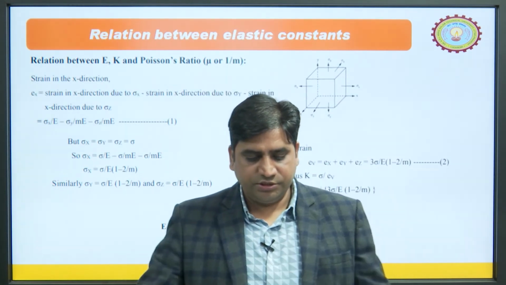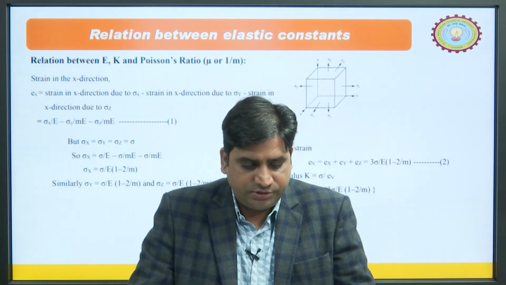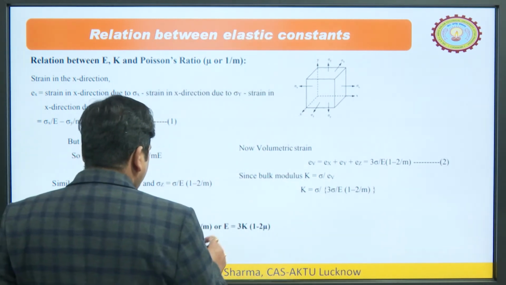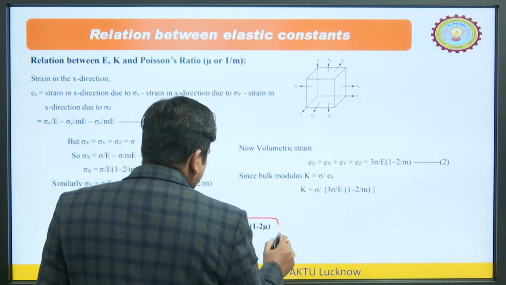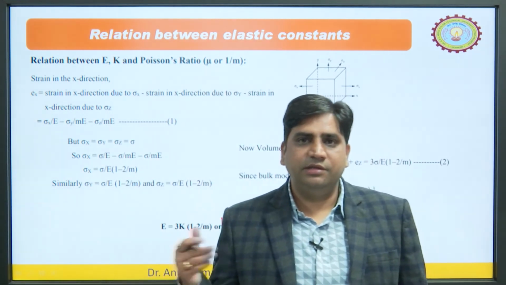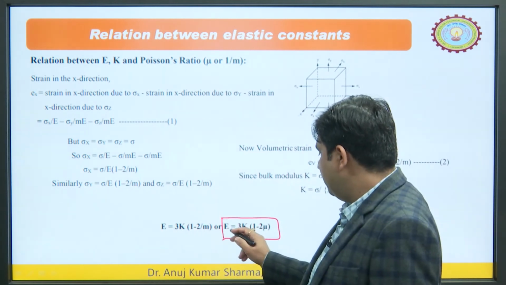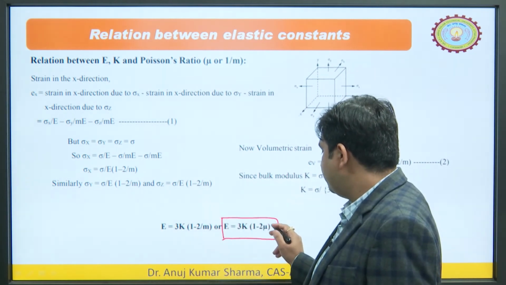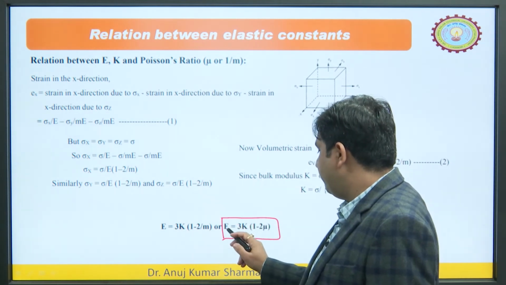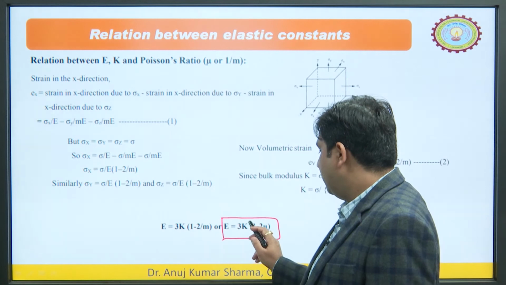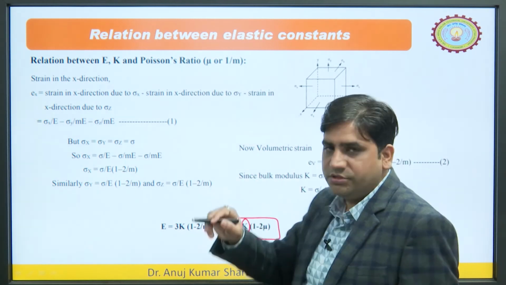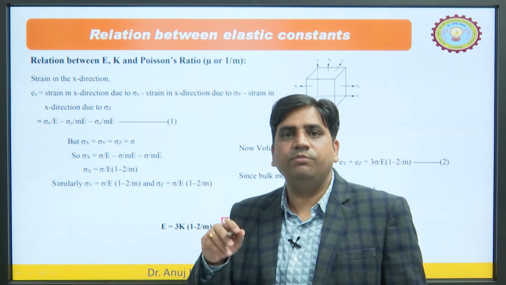Now, these are the relations between these elastic constants. This you can try, it is a very simple derivation. So, we want to come to this. The standard relation between these is E is equal to 3K(1 minus 2 mu). This is the relation between modulus of elasticity and bulk modulus, and mu is the Poisson's ratio. Sometimes it is also represented by mu.